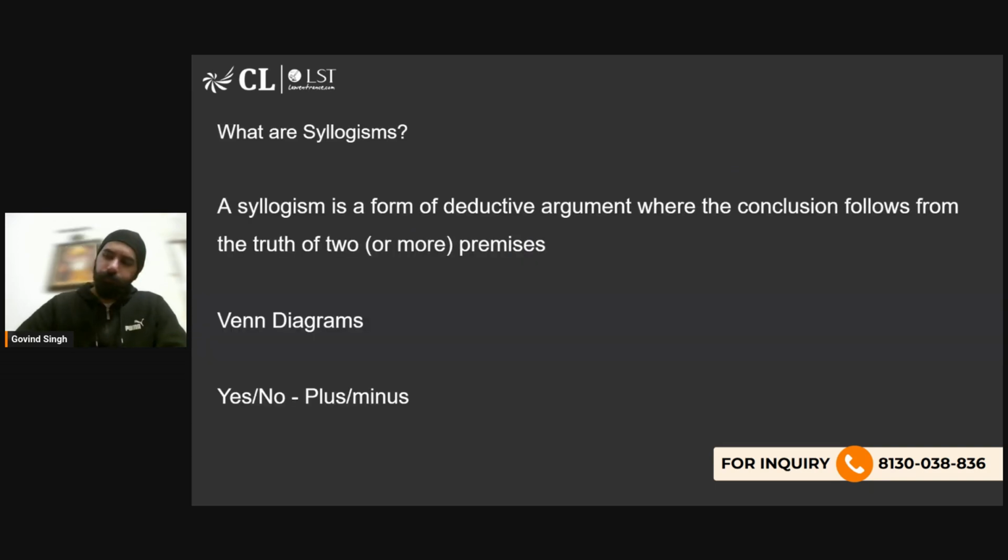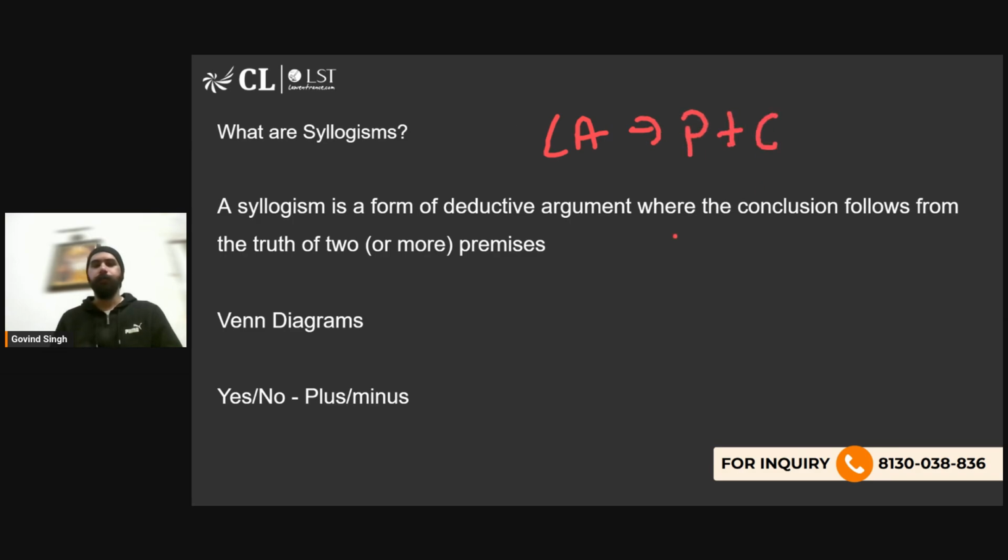Now, when you talk about what exactly syllogisms are, syllogisms are a type of deductive reasoning. What do we mean by deductive reasoning? Deductive reasoning is something where you have specific conclusions flowing from multiple premises. Now, for this, you need to know that a logical argument has two important components. One is a premise and one is a conclusion.